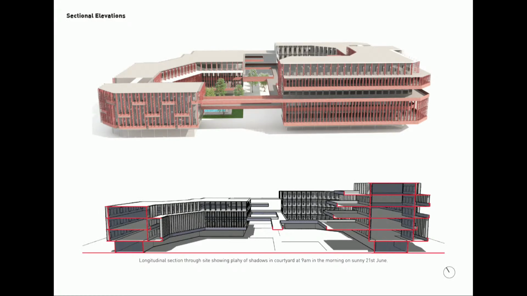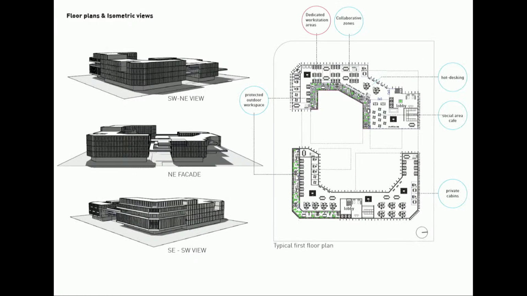Then this is a sectional elevation which has been cut from the longitudinal part of the site. And this is the first floor plan which shows the different zoning of the different programs. As you can see, the dedicated workstations have been placed in the center with the collaborative zones and the social zones offsetting it on the side.